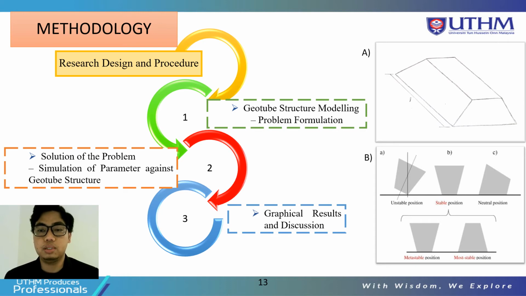The two pictures above show the sketches of the trapezium geotube, and the second picture shows the position of the geotube if it was a trapezium, and we pick the most stable position for the orientation of the geotube structure.